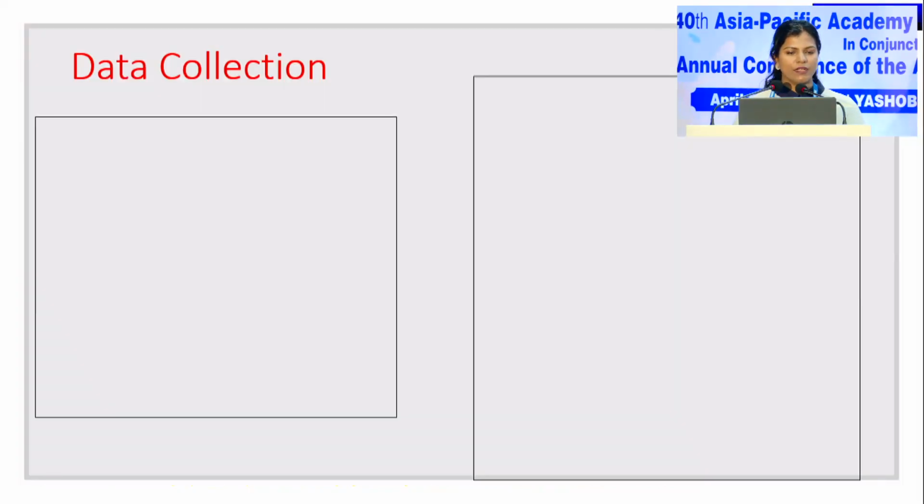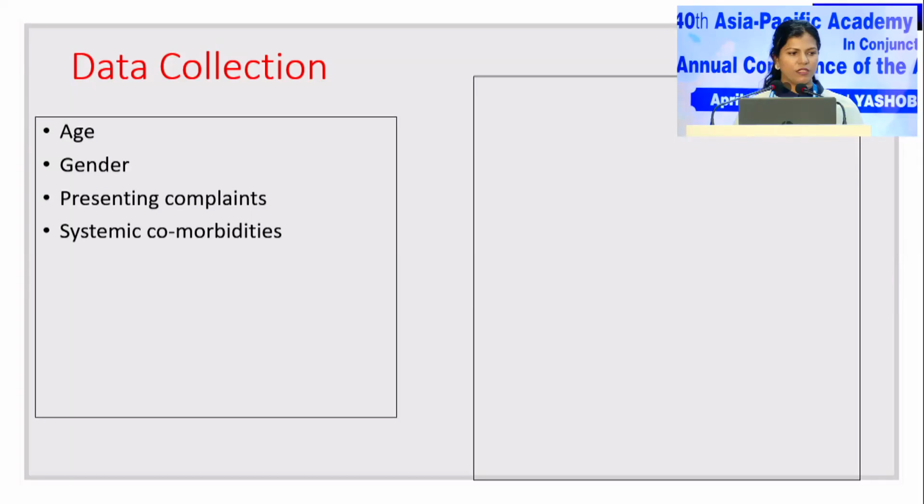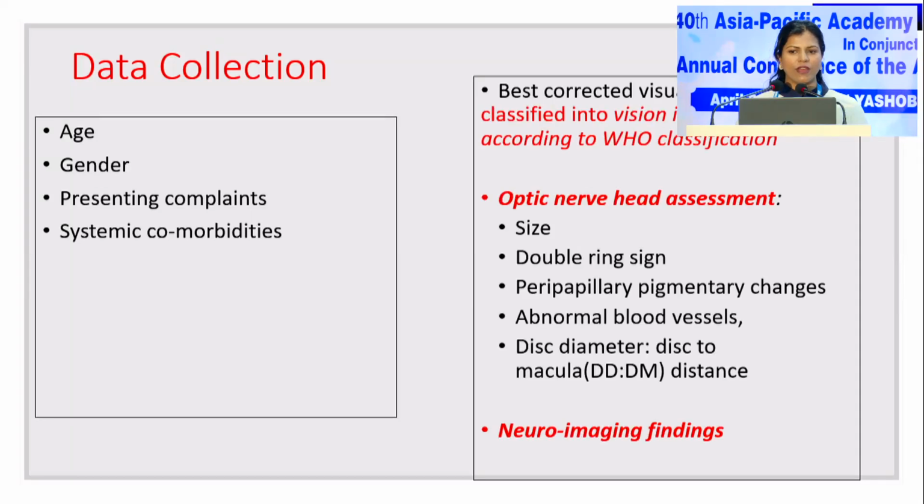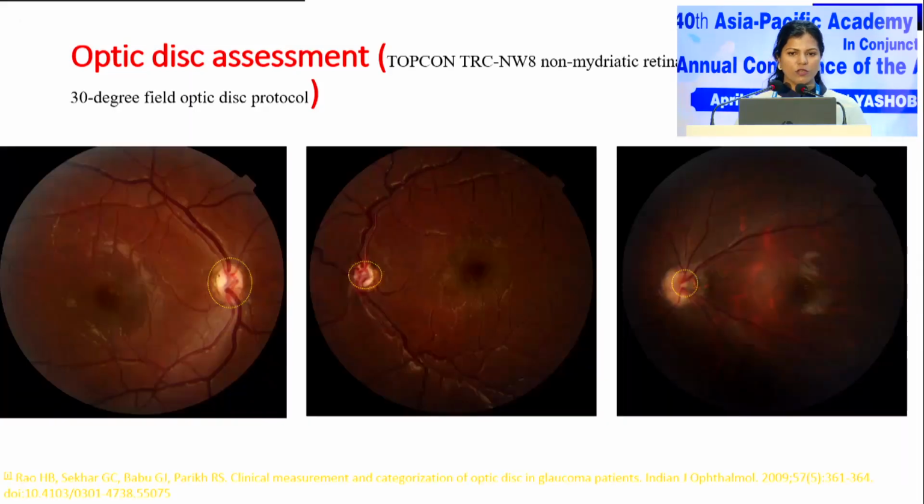The data was collected on demographics like age, gender, presenting complaints and systemic comorbidities, while for the correlative analysis, we took into account logMAR visual impairment, optic nerve head assessment with photographs in terms of size, double ring sign, peripapillary changes, abnormal blood vessels, and disc diameter to disc to macular distance, as well as neuroimaging findings in all patients who were included. Optic disc assessment was done by a single observer with optic disc photographs in undilated state.